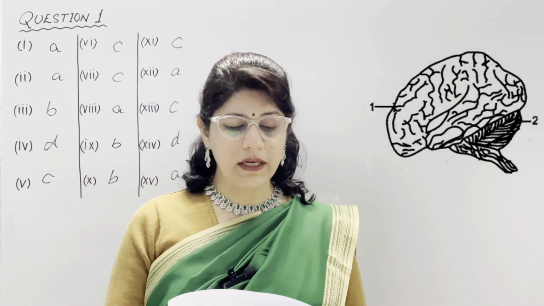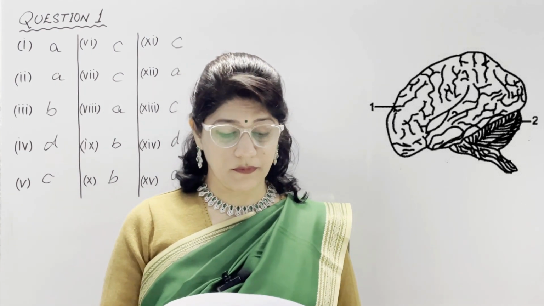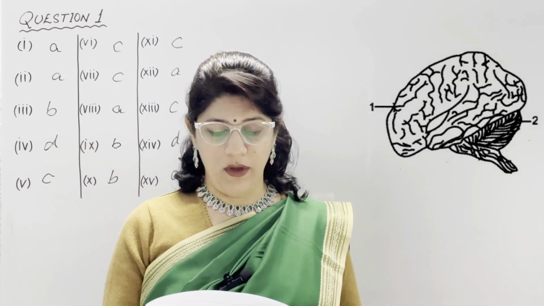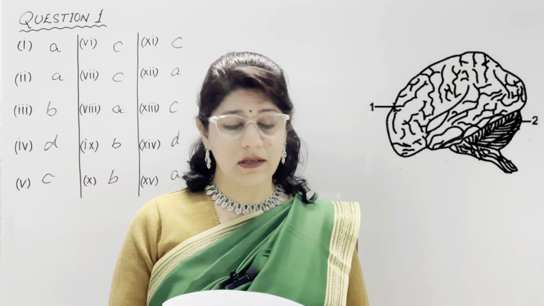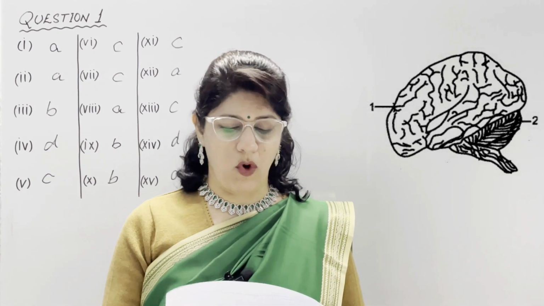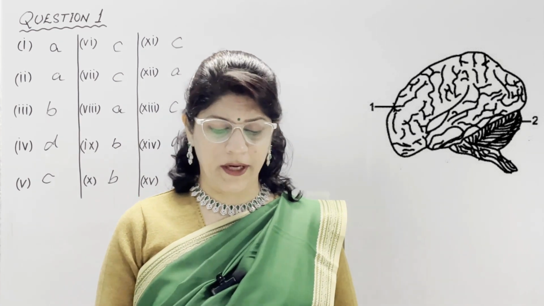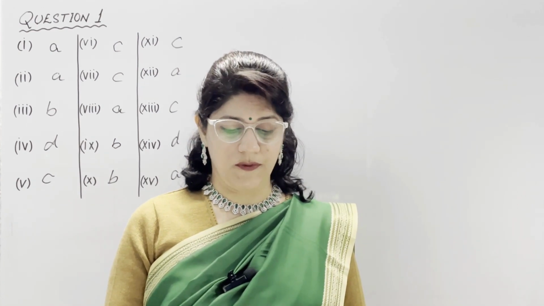Fifth part, study the diagram given below and answer the questions that follow. A part, name the parts labeled as 1 and 2. And 1 is the largest portion of the brain, it is the cerebrum. And second is the cerebellum, which is a much smaller area under the large cerebrum. B part, define stimulus.